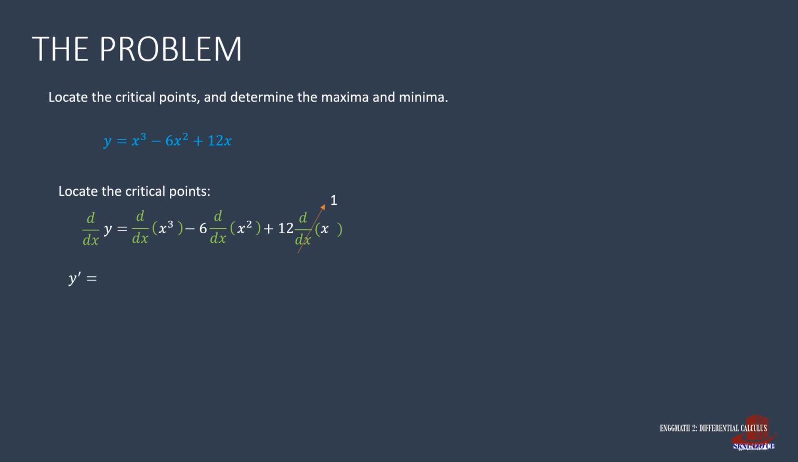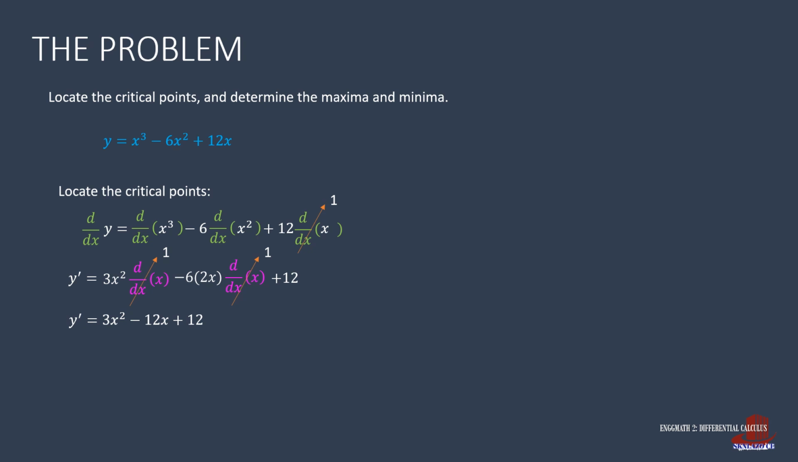So y prime is then 3x squared with the derivative of x upon dx through chain rule. The second term has a constant negative 6 multiplied by the derivative of x squared, which is 2x. Attach the derivative of x upon dx through chain rule. The third term is 12. Now dx upon dx can be simplified as 1. So y prime becomes 3x squared minus 12x plus 12.